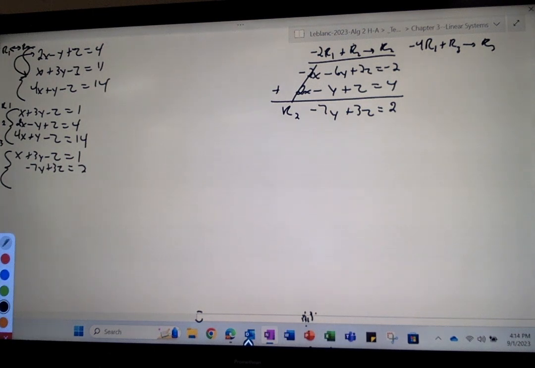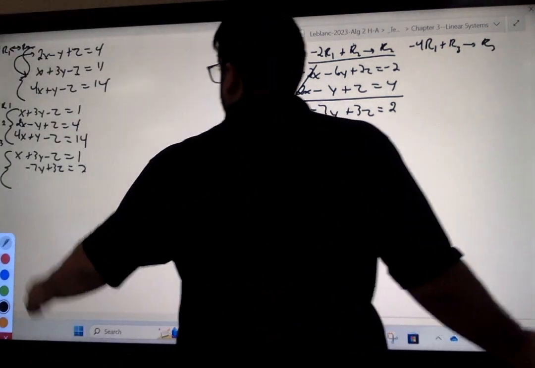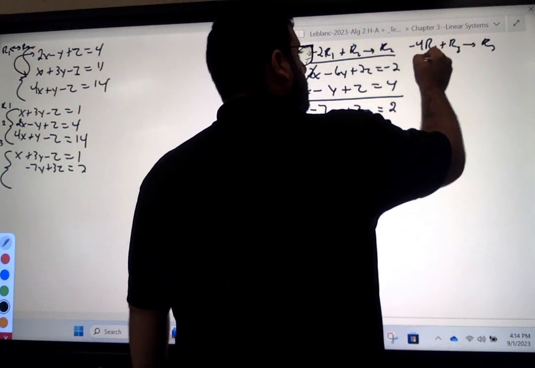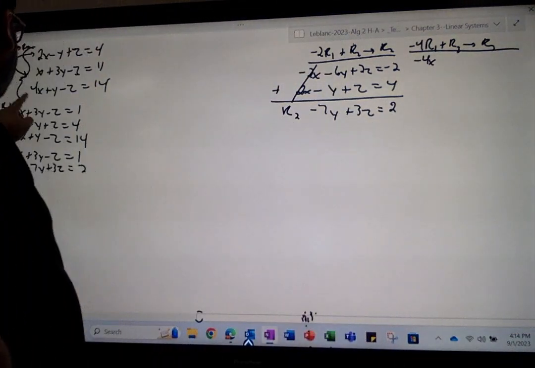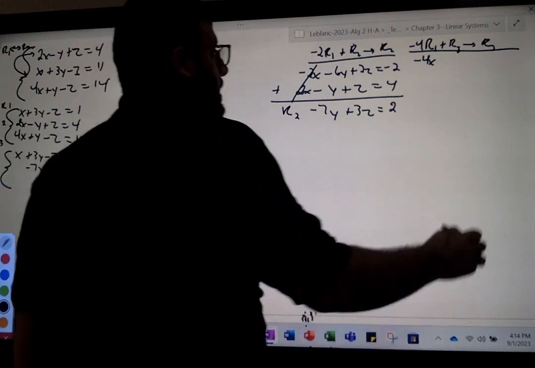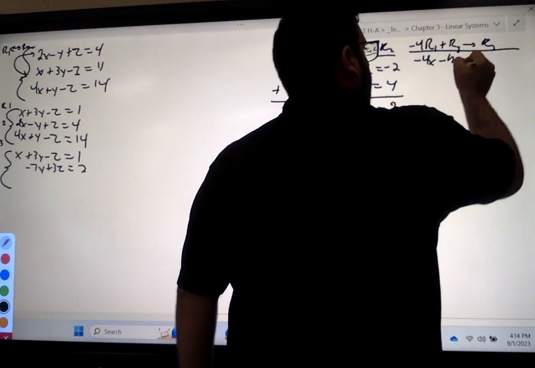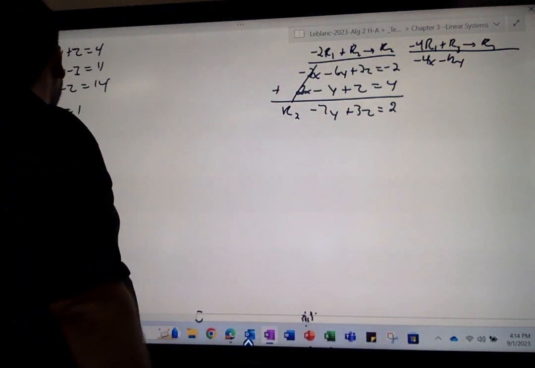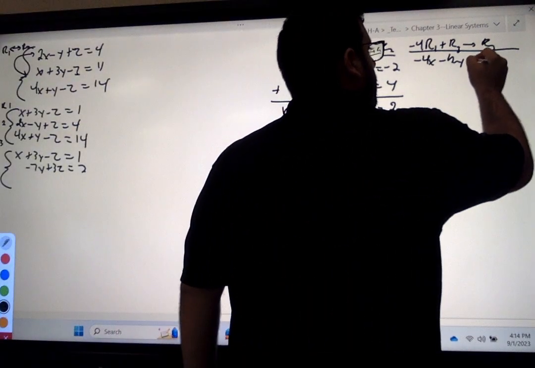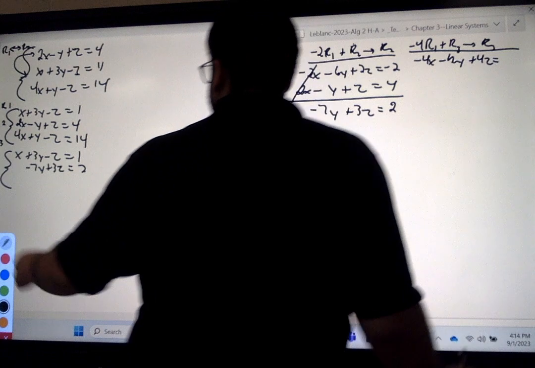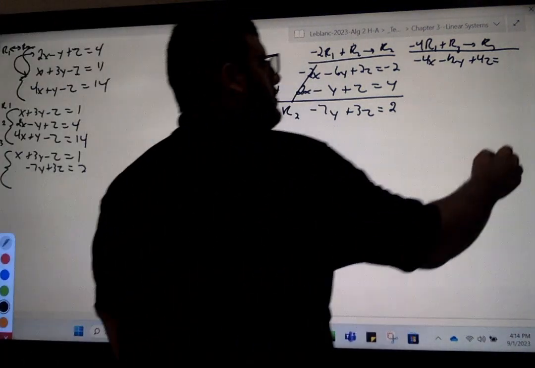All right. Now I'm going to take row 1 here. I'm going to multiply that by negative 4 and add it to the third row. So x times negative 4, that's negative 4x. Times negative 4, that's negative 12y. And then positive 4z, so plus 4z equals negative 44.